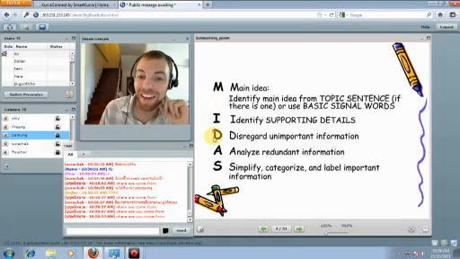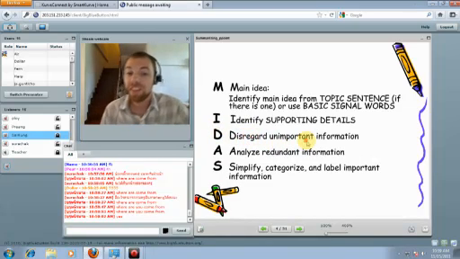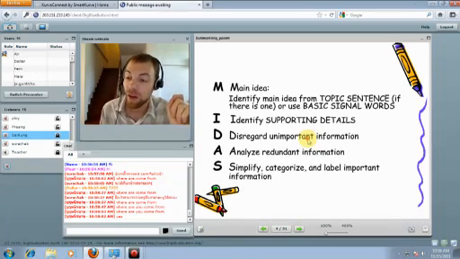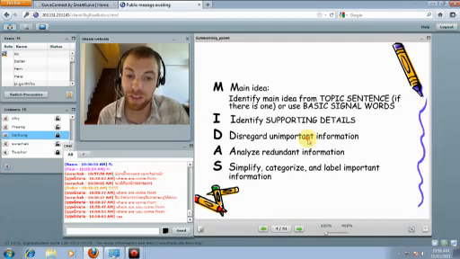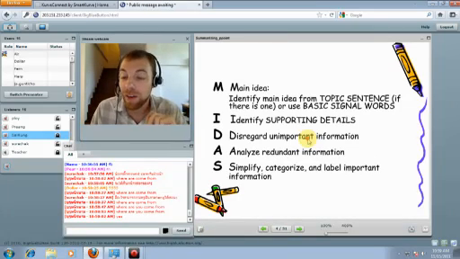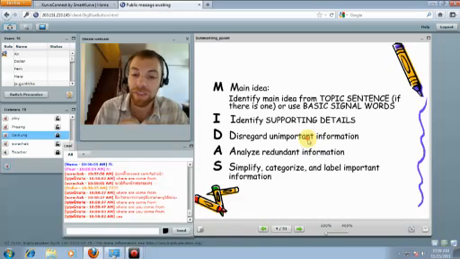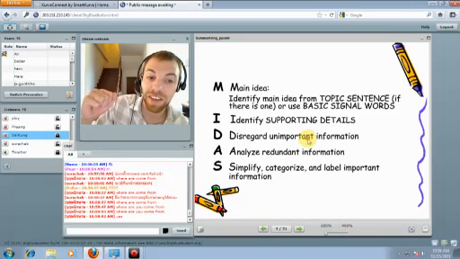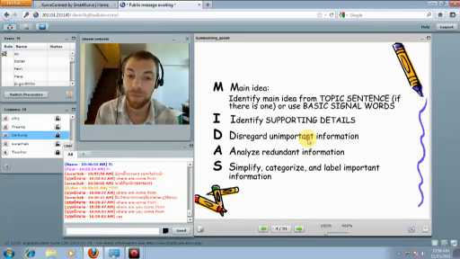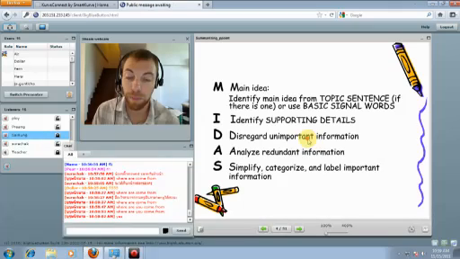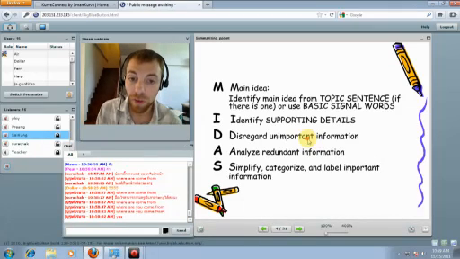Alright, let's go on to I. Identify supporting details. So first you have your main idea. For example, American food is delicious. Then you have supporting details, reasons why. Because it's healthy, it tastes good, there's pizza, you know, things like that. Supporting details. Main idea, detail, detail, detail. This is the structure for any paper you write. But first, we have main idea.